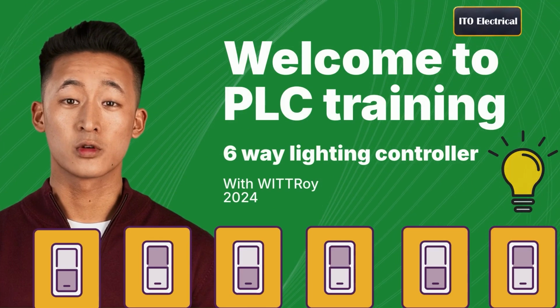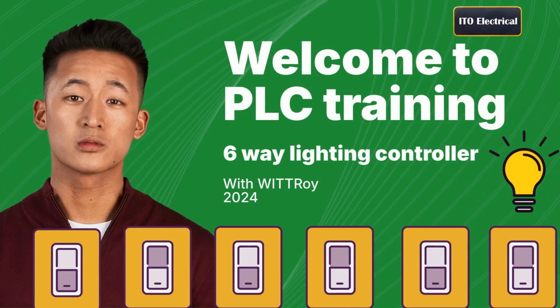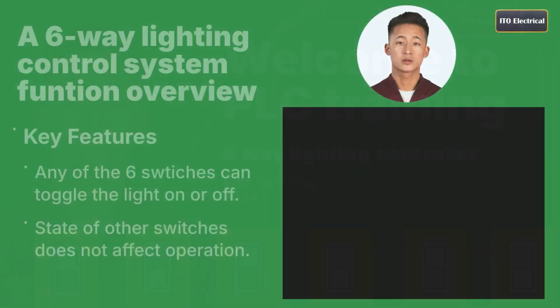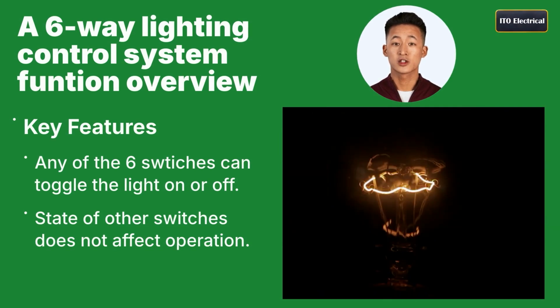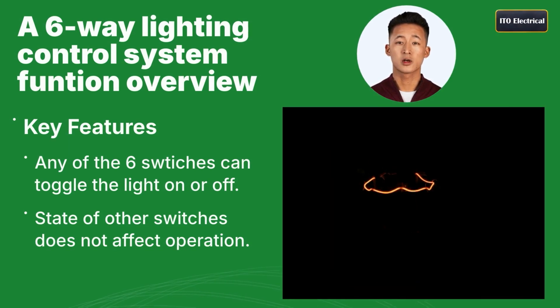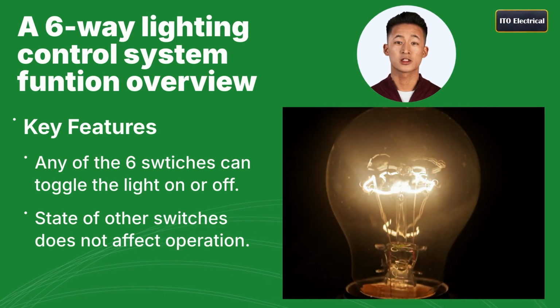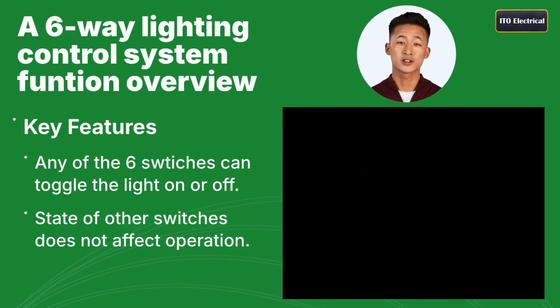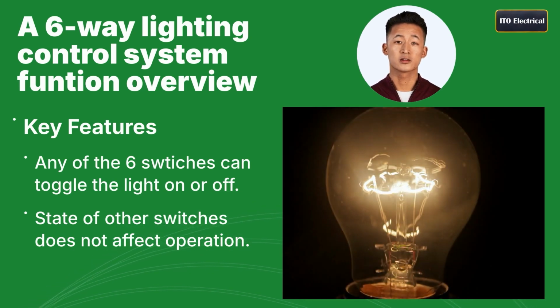Today, we'll be programming a 6-way lighting control system. First, we'll go through the function of a 6-way lighting control system. This system allows a single light bulb to be controlled by 6 separate switches. Each switch can independently turn the light on or off, regardless of the current state of the other switches. Let's begin.